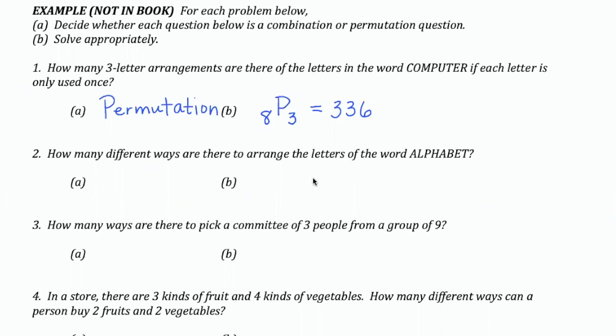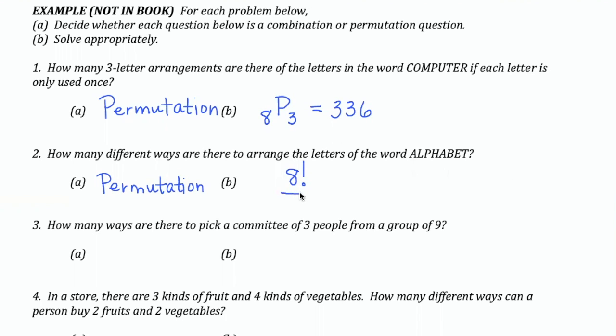Number 2, how many different ways are there to arrange the letters of the word alphabet? So it seems like we're doing exactly the same problem as the last one. We're arranging letters, so this is again going to be a permutation. First of all, we're being asked to arrange using all of these letters, and the way that you would do that would be 8 factorial, because there'd be 8 choices for the first blank, 7 for the next, 6, and so forth, all the way down to 1.